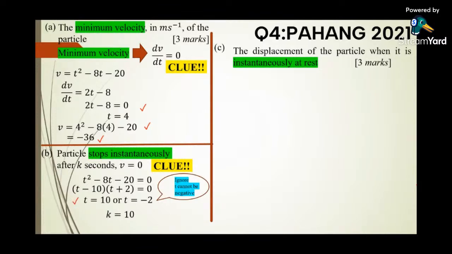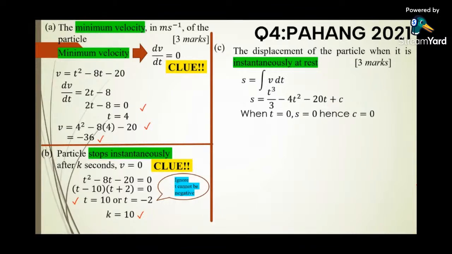Where are the marks? Number 1, the mark is for quadratic and factorization. Okay, quadratic and factorization. And then the last one is k equals to 10. Dapatlah yang B. Let's go to C. C ni apa beza? The displacement of the particle when it is instantaneously at rest. Yang ni saya akan laju sikit sebab kita dah jumpa. Kalau instantaneously at rest, apa maksud dia? Kita dapat yang tu.